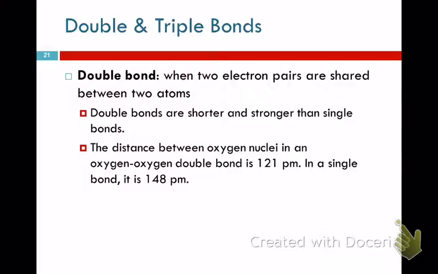Okay, so just a note, if you have an oxygen-oxygen double bond, it's 121 picometers. It's 10 to the minus 12 meters. That's small, right? In a single bond, it's 148. So that's an indication that if I have a single bond versus a double bond, the double bond will be shorter. Okay? It will also be stronger, and that's the reason why it's shorter.